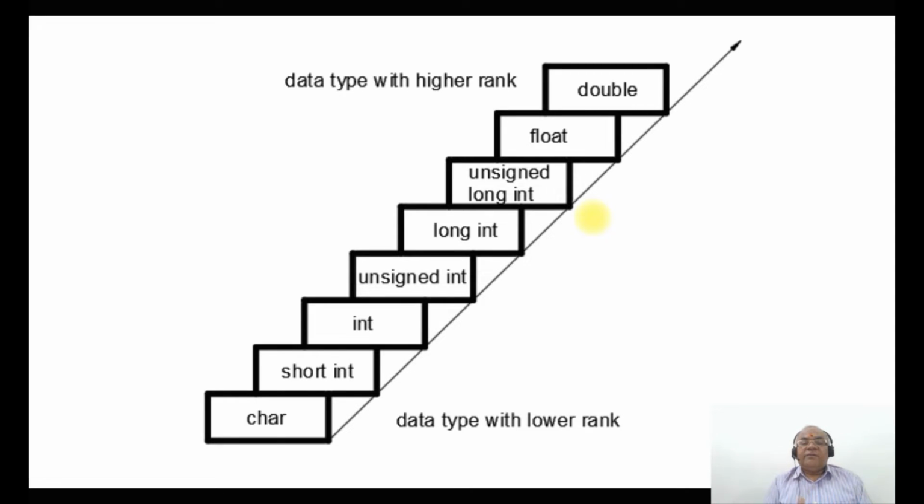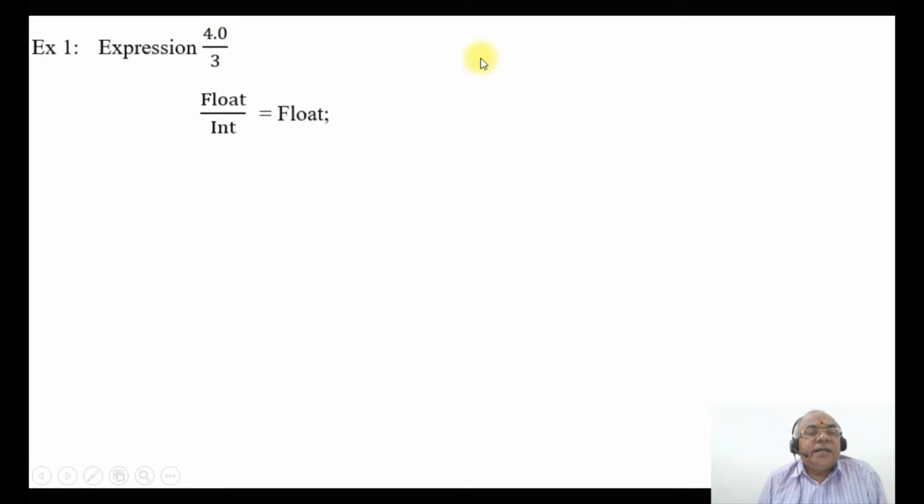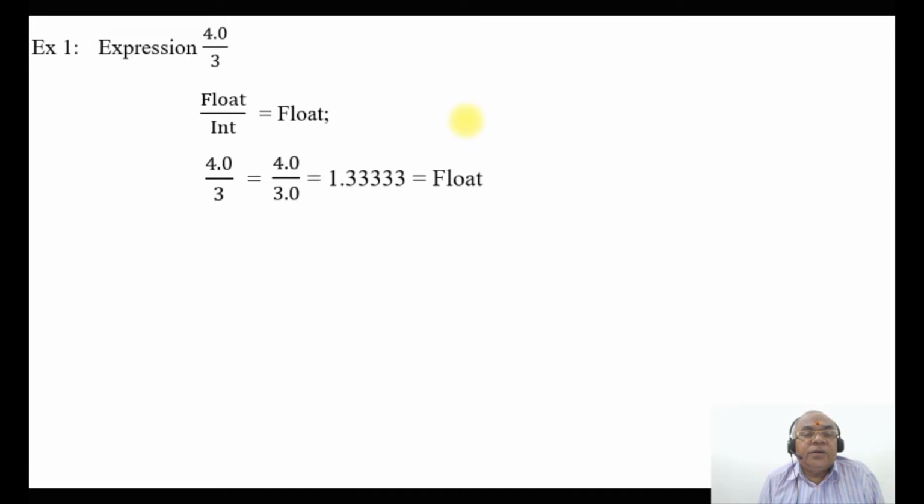So how does the data type go from lower rank to higher rank? It begins with char, that is the character, short int, unsigned integer, long integer, unsigned long int, float and double. The data type with the highest rank is double, which is the maximum one, as it progresses from lower rank to higher rank. Now suppose you are considering an expression 4.0 by 3. In the numerator 4.0 the data type is float, divided by 3, which is without a decimal point, so integer. The lower rank is converted automatically into the higher rank, so it will become float. So 4.0 by 3 is going to be 4.0 divided by 3.0, which is equal to 1 point followed by 5 threes, which is a float.